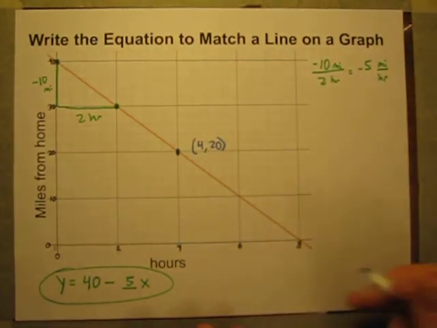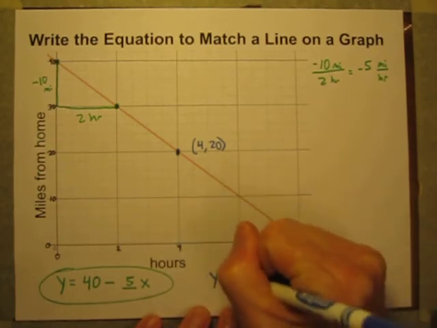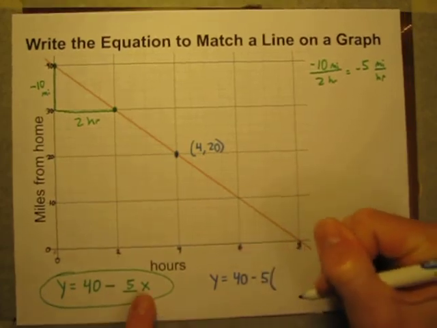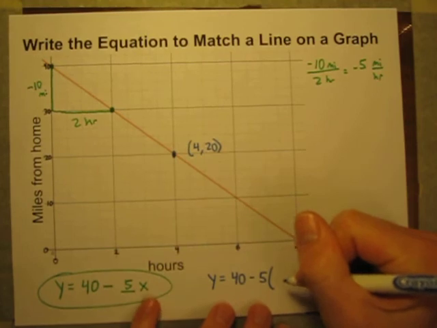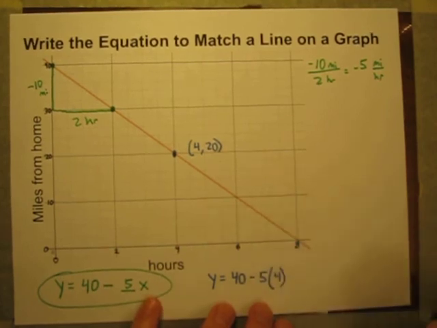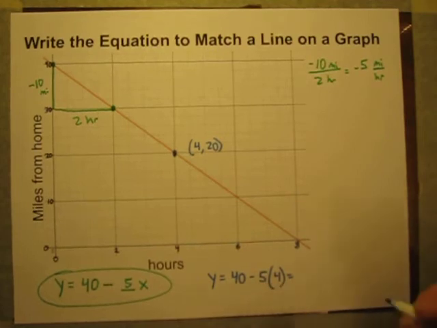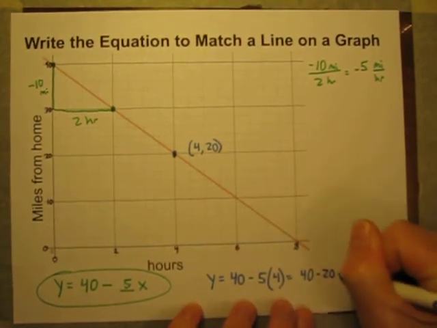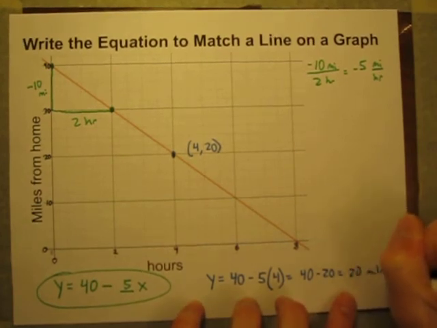equation agrees. So if I take my equation, y is equal to 40 minus 5 times, if I replace x with 4 hours, because the x values are hours, that's going to be 40 minus 5 times 4, or 40 minus 20, and 40 minus 20 is 20 miles.